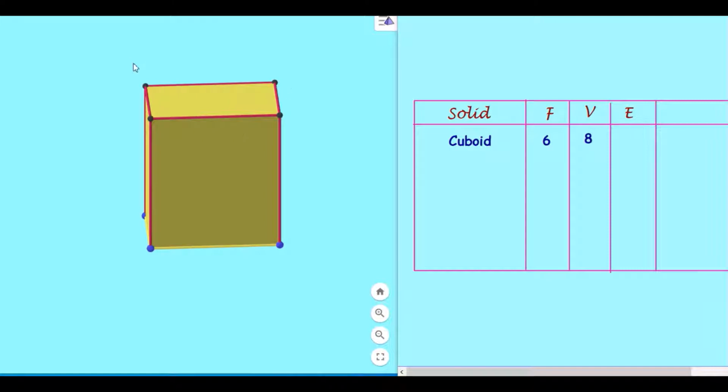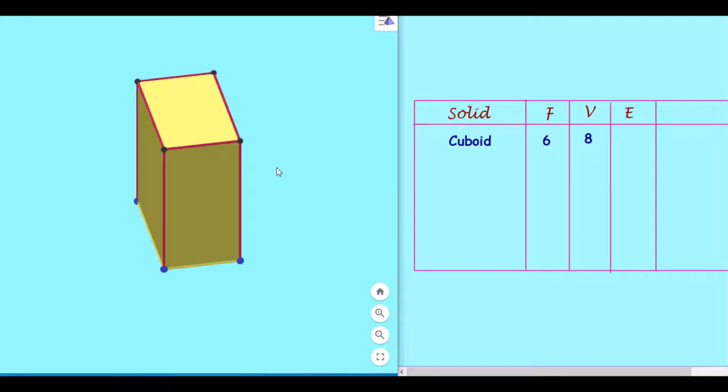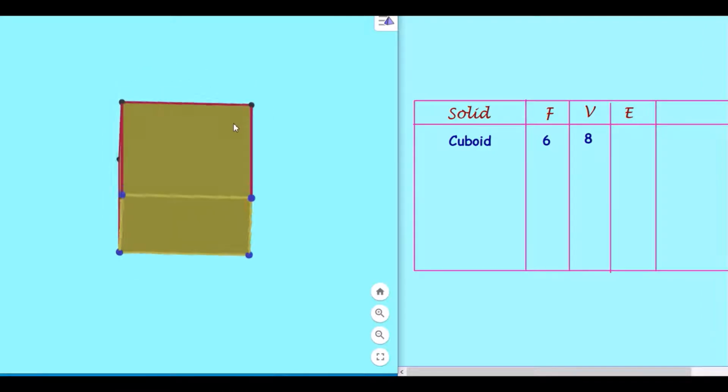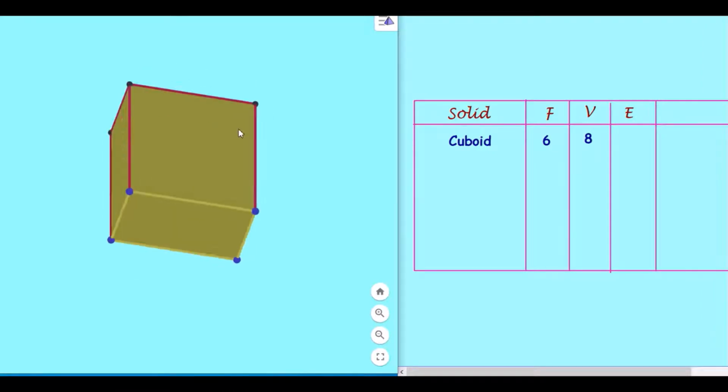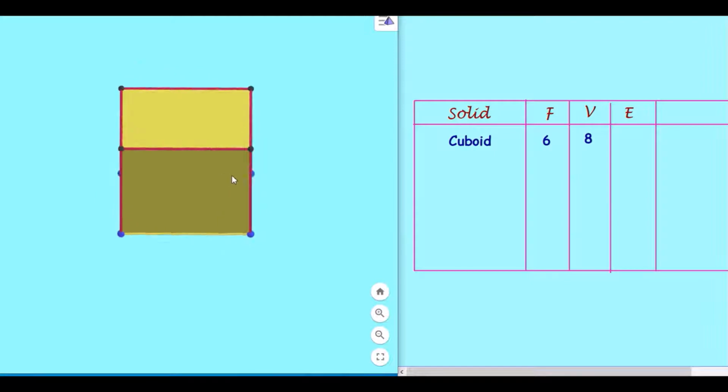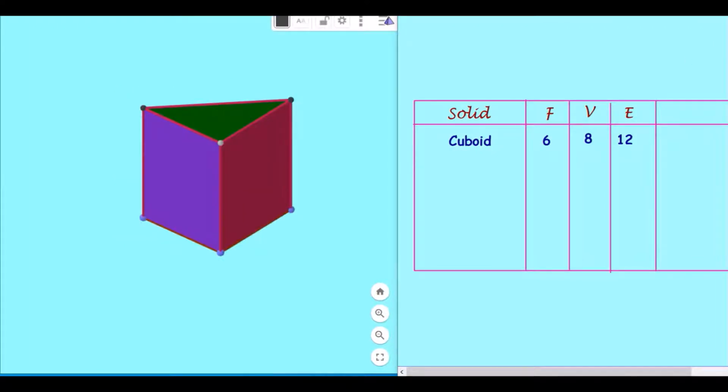Here 1, 2, 3, 4 in the top. Now lateral 1, 2, 3, 4. Then 1, 2, 3, 4. That means 4 plus 4 plus 4, that is 12. So for a cuboid, 6 faces, 8 vertices and 12 edges are there.